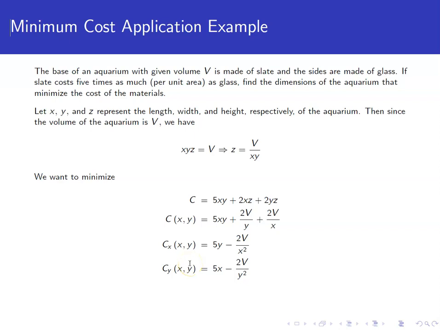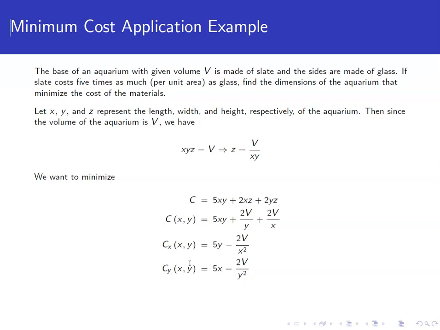In this video, we're going to look at an example of minimizing cost. So we have a base of an aquarium with a given volume is made of slate, while the sides are made of glass. So we're saying that the slate here costs 5 times as much as glass does per unit area, and it asks us to find the dimensions of the aquarium that minimize the cost.